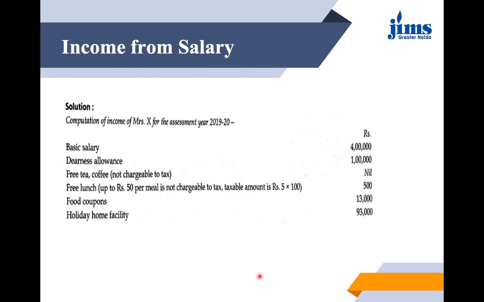First of all, we will begin with the basic salary, that is rupees 4 lakh. Dearness allowance is 1 lakh that is given to us. Free tea and coffee is not chargeable to tax, so we will give it as nil, but lunch is exempted up to rupees 50, that is not chargeable to tax. Beyond that, because the cost of lunch is 55, that 5 rupees will be charged into 100 because it is provided for 100 days. Then food coupons would be taxable because she is buying her own personal grocery. So it will be 13,000 as income here. Then holiday home at OT 93,000.